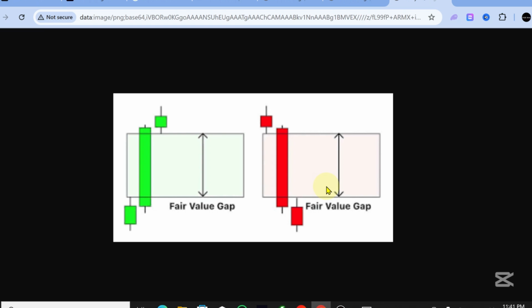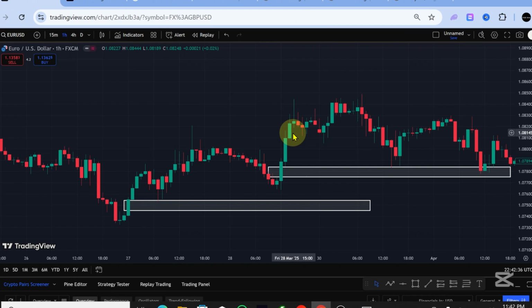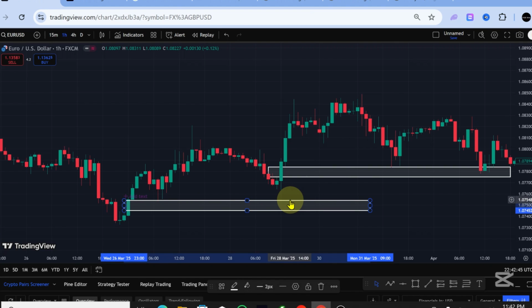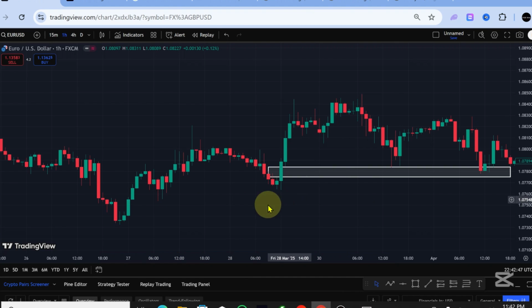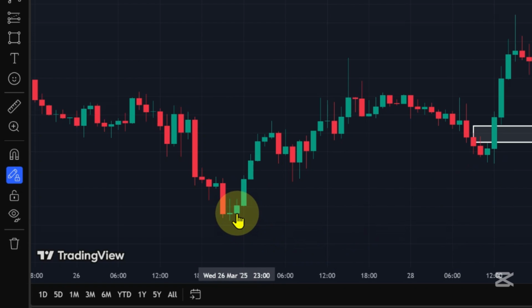Now let's go to the chart and identify these fair value gaps. Guys, on the chart, I already marked out the fair value gaps, but I'm going to delete these particular ones that I've marked out. As you guys can see, for this particular one, you can see three candles: first candle, second candle, and third candle. You can see the wick of this candle and the wick of this candle. There's a space between them. It does not overlap.